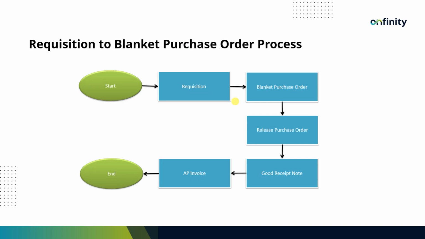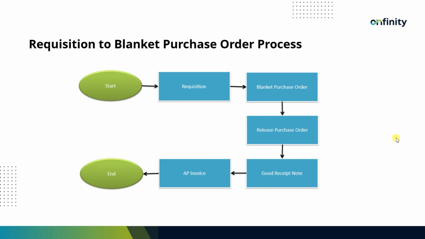Next, we have the requisition to blanket purchase order (BPO) process, which provides a high-level overview of the workflow. The process begins with the creation of a requisition, followed by the generation of a blanket purchase order as the need arises. Subsequent releases are issued under the BPO, leading to goods receipt note (GRN) generation, and finally, invoice processing.